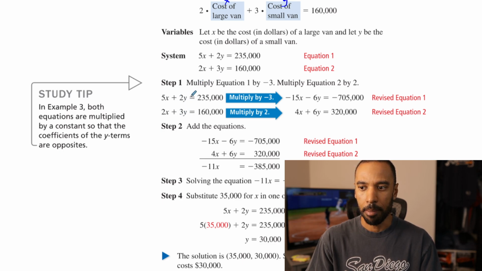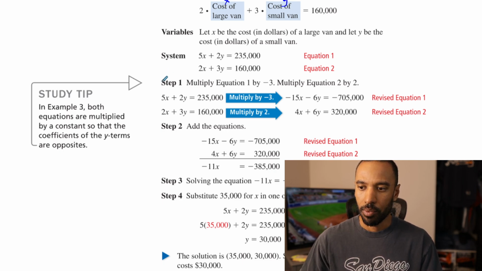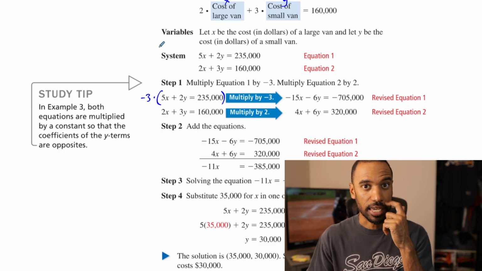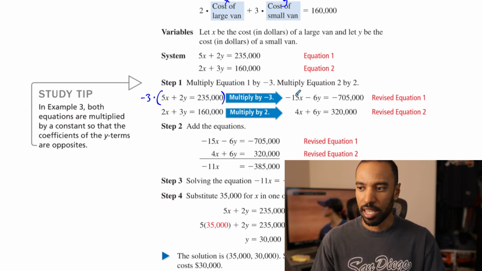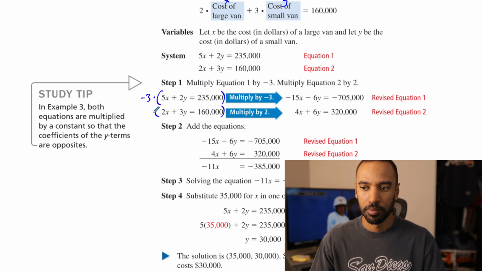If I multiply the top equation by -3, right here, multiply everything by -3, it looks like our goal is to get the common multiple of 6. So if I multiply everything here by -3, we get this, a -6y. Let's turn this into a positive 6y by multiplying by, well, 2. Multiply that by 2, distribute that, and we get this.